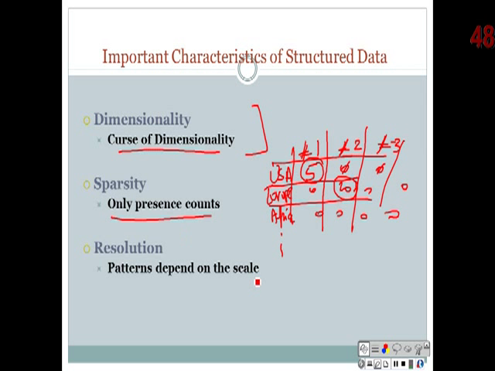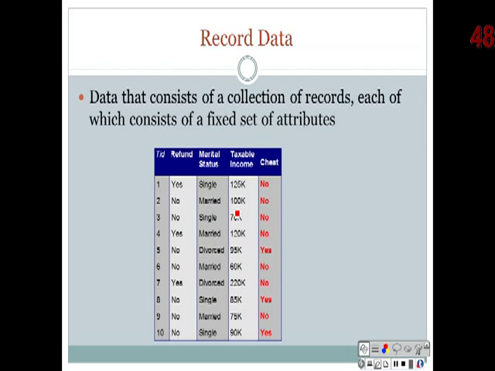Resolution: patterns depend on the scale. This is another way of dealing with the data. So you are going to scale up or scale down based on how you are going to deal with the data. Record data: data that consists of collections of records, each of which consists of a fixed set of attributes. So this is a record. We saw this example, so we consider each one as a record.